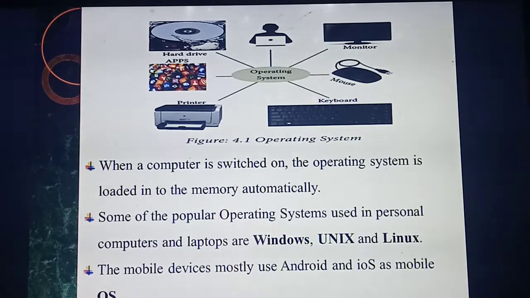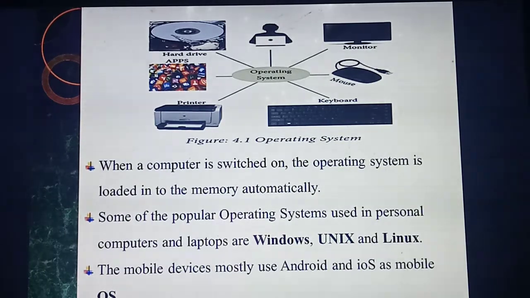Okay, in the first chapter itself we have studied under the heading booting. When you switch on the computer, are you remembering the topic booting? When you switch on the computer, the operating system will load all the things through the bootstrap loader. Are you remembering? That process is called booting. So here also, when you switch on the computer, the operating system is loaded into the memory automatically.